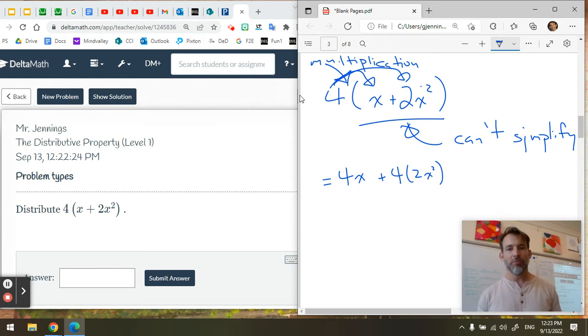Well, to evaluate that, it doesn't matter what order I do it in. 4 times 2 gives me 8, and 8 times x squared is what I'm looking for. So the final answer here is 4x plus 8x squared.